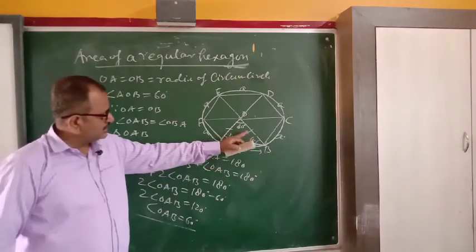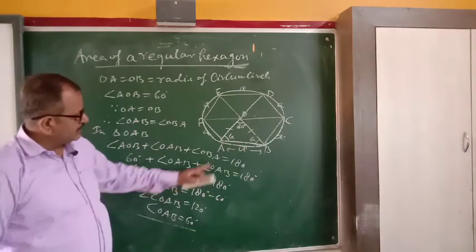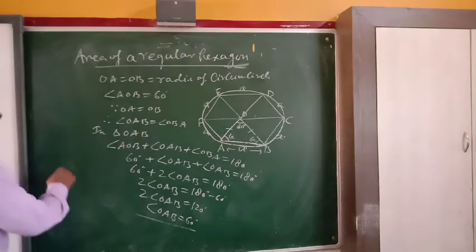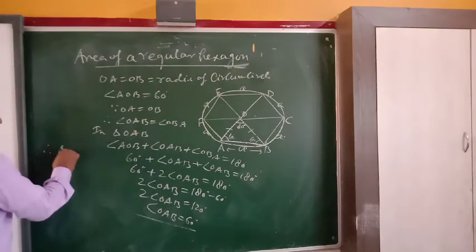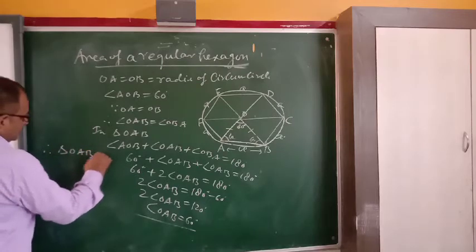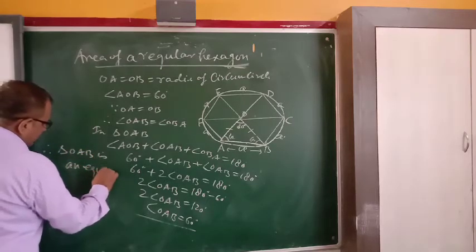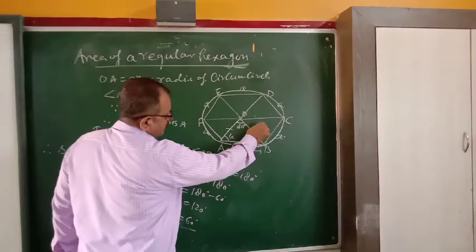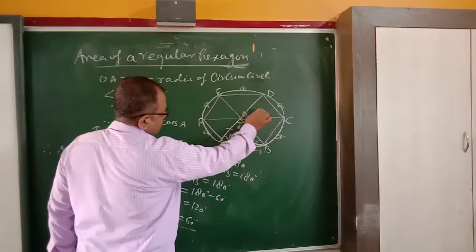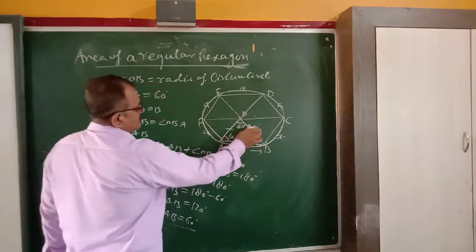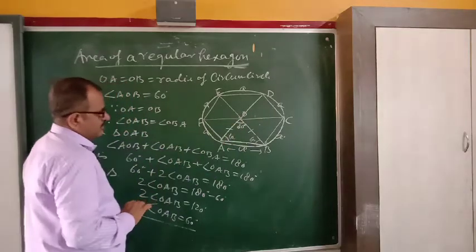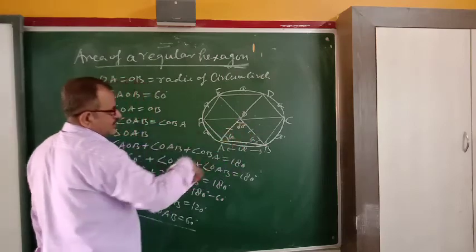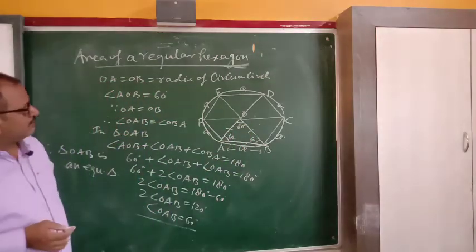So we see that all three angles are 60 degrees. It means OAB is an equilateral triangle. Similarly, OBC is also an equilateral triangle, and ODC is also an equilateral triangle. So there are 6 equilateral triangles in the hexagon. We will find the area of one equilateral triangle and multiply it by 6 to get the area of the whole regular hexagon.